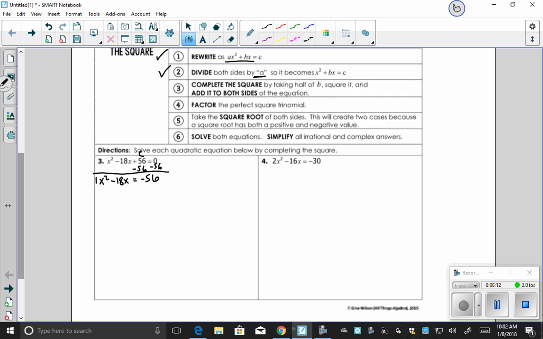Complete the square by taking half of b. So a was here, b is here. So I'm going to do negative 18, and taking half means I'm going to just divide by 2. And I get negative 9. Square it, so negative 9 squared is equal to 81.